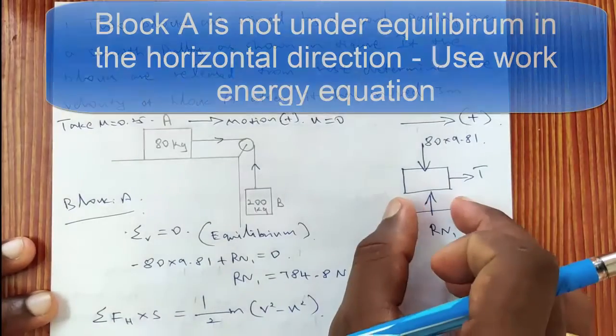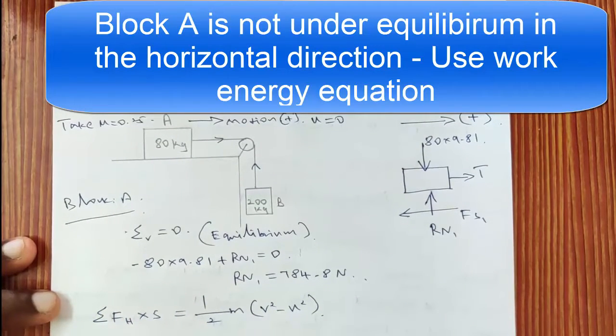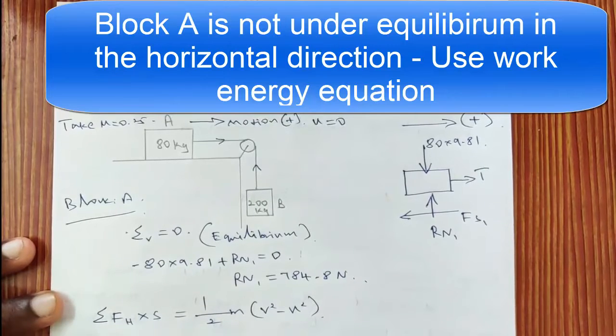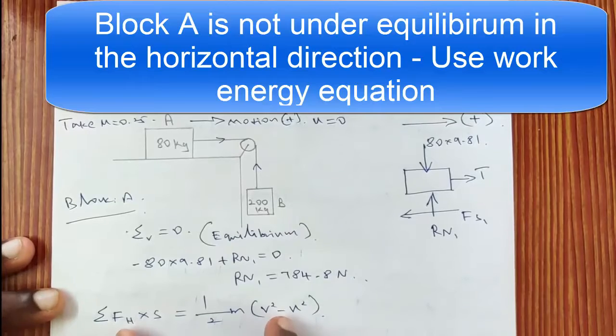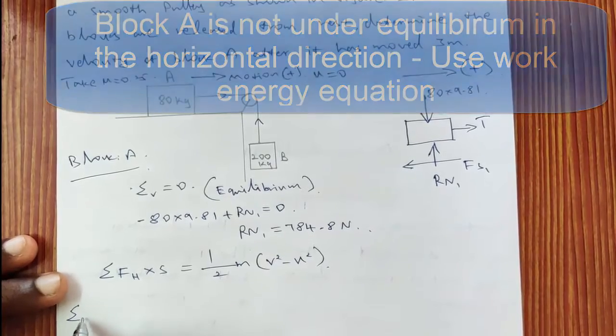The body is under equilibrium in the vertical direction. That is why the summation of vertical forces is equal to 0. But the body is not under equilibrium state in the horizontal direction. That is why the summation of forces in the horizontal direction is not equal to 0. We have to use the work energy equation. Okay, so first we'll calculate summation of Fh.